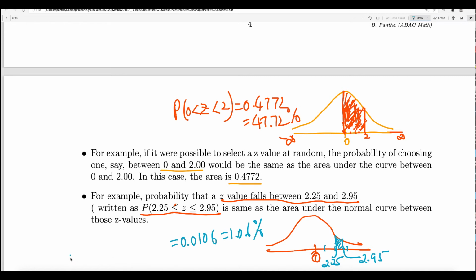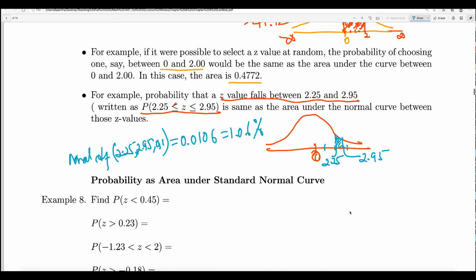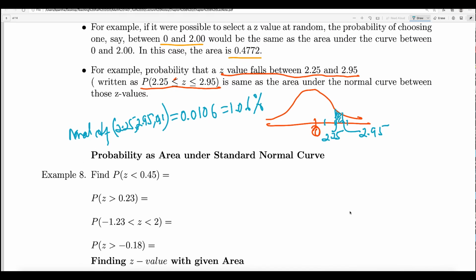So you can use normal CDF, right? Left bound is 2.25, right bound is 2.95, and then 0, 1. You separate them by comma, 0, 1. If you do that, you will get this number, okay? So basically, finding the area between two G values or finding the probability between two G values are the same thing, okay?